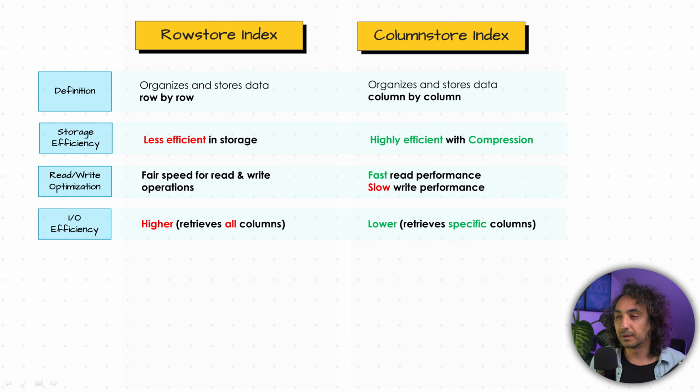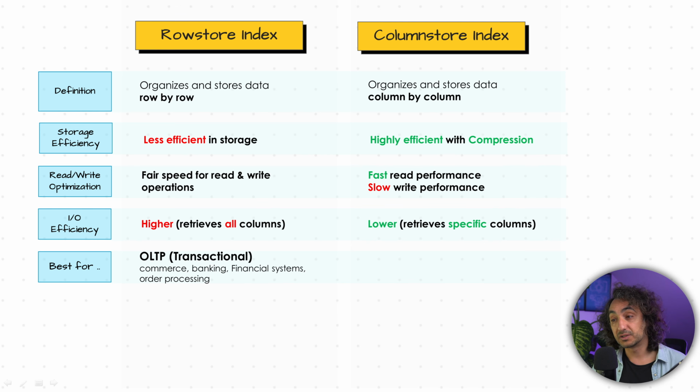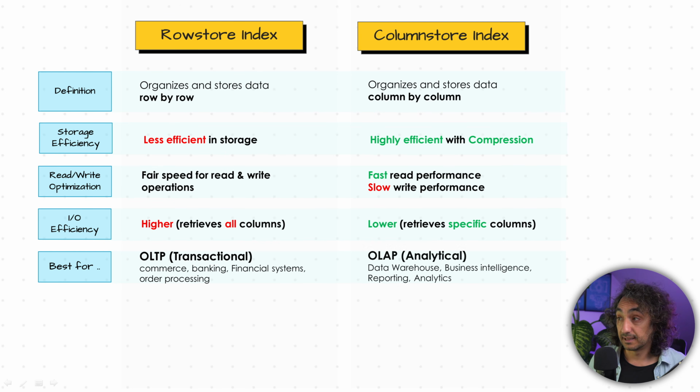So now if you are thinking about which systems are best for the Rowstore index, well, the Rowstore index is very suitable for OLTP systems, online transactional systems like banking and commerce systems, where the full records are accessed very frequently. But on the other hand, the Columnstore index is great for OLAP. OLAP systems are online analytical processing, where you have data warehouses, data lakes, business intelligence, you are building reports and analyses, and you have large data sets and very complicated aggregated queries. So if you have such a project, then the Columnstore index is the way to go.